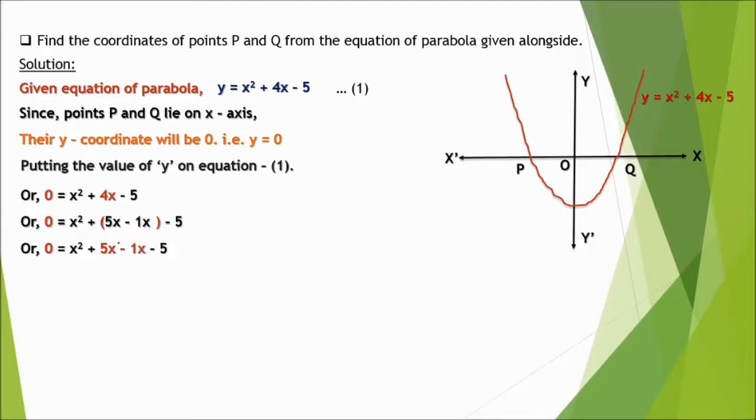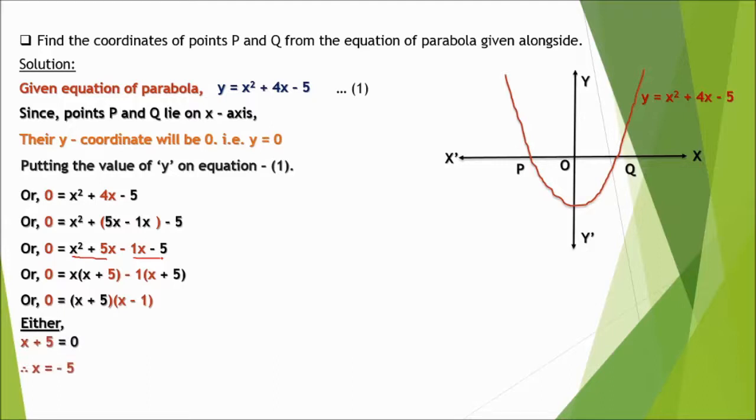Now we can take common from the first two terms: x is common, and x plus 5 will be remaining. From the last two terms, minus 1 is common, and x plus 5 is remaining. So let's move forward. That will be 0 is equal to (x plus 5)(x minus 1). So either x plus 5 is equal to 0, so x is equal to minus 5, or x minus 1 is equal to 0, so the value of x will be 1.